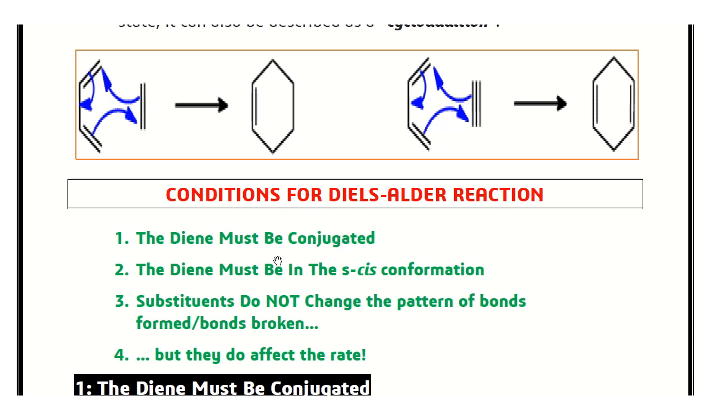First of all, the first important characteristic is that the diene must be conjugated. Number 2, the diene must be in the s-cis conformation. Number 3, the substituents that are present in the structure of the diene or dienophile do not change the pattern of bonds formed or broken, meaning they will not affect the product's cyclic structure. Number 4, but the substituents can affect the rate of reaction, meaning they can either enhance or decrease the rate of chemical reaction or formation of product.